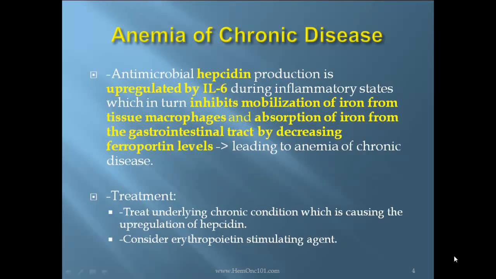Antimicrobial hepcidin production is upregulated by IL-6 during inflammatory states, which in turn inhibits mobilization of iron from tissue macrophages and absorption of iron from the gastrointestinal tract by decreasing ferroportin levels. This leads to anemia of chronic disease. Treatment: treat the underlying chronic condition which is causing the upregulation of hepcidin, and consider erythropoietin-stimulating agents.